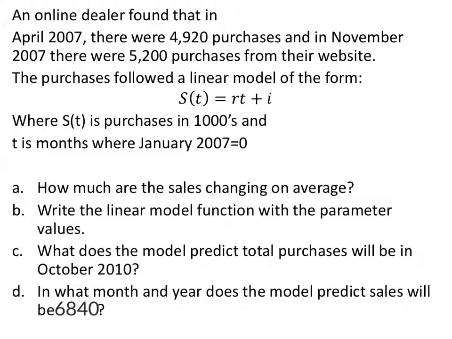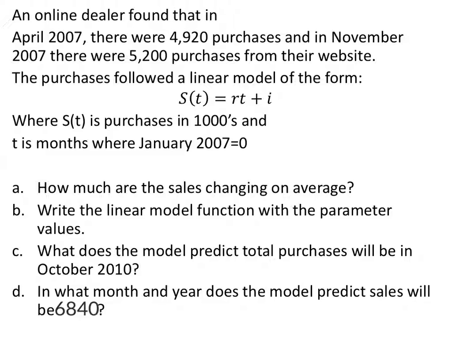Just reading this, an online dealer found that in April 2007, there were 4,920 purchases, and in November 2007, there were 5,200 purchases from their website. Purchases followed a linear model in the form S of t equals rt plus I, where S of t is purchases in thousands and t is months, where January 2007 equals 0.